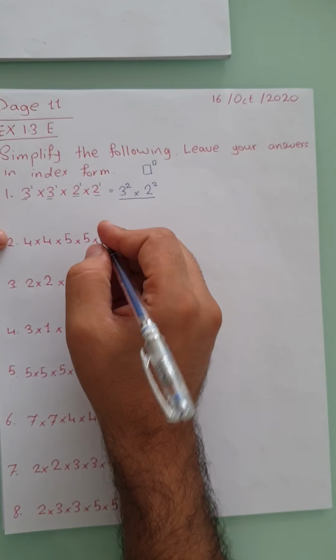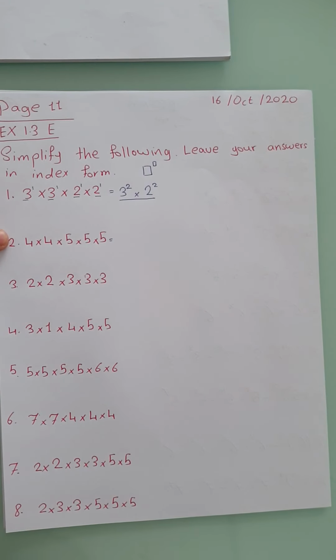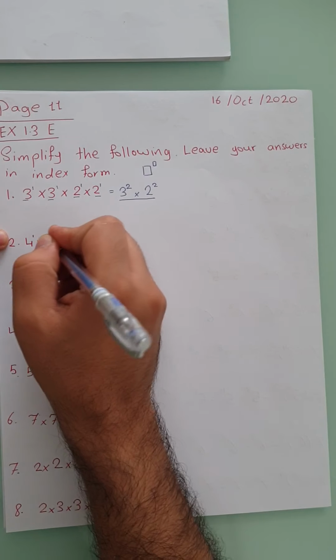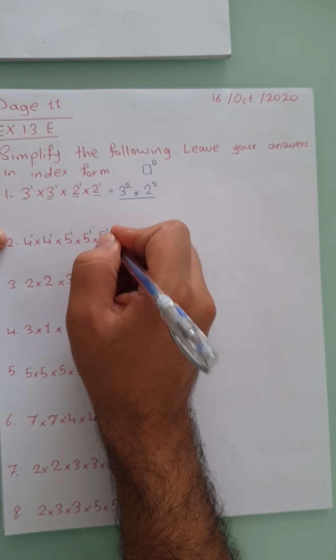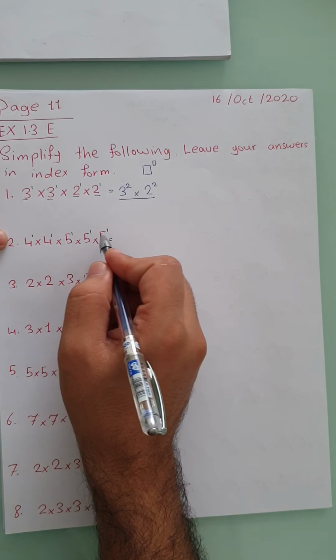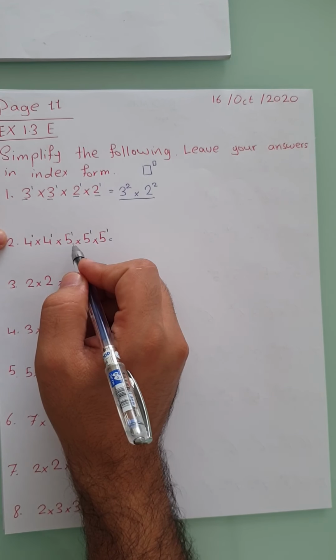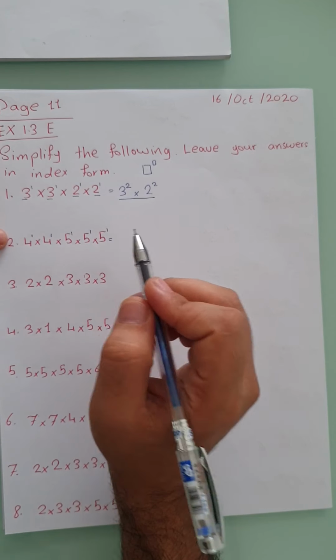Okay, same goes here. 4 times 4, this is 4 to the power of 1, this is 4 to the power of 1, and this is 5 to the power 1, this is 5 to the power 1, this is 5 to the power 1. You cannot add the powers of all of them and then multiply the numbers. This is wrong. We have the rule, you need to follow it.